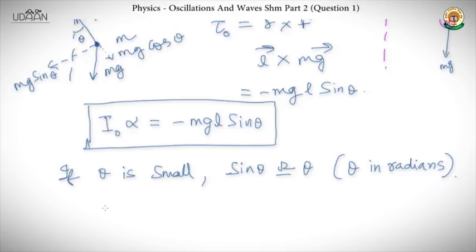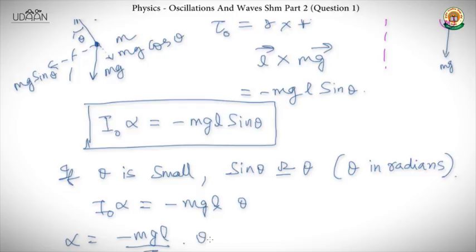So I naught alpha is equal to minus mgL theta. Now we get the linear relationship between angular acceleration and the angular position. So alpha is equal to minus mgL by I naught into theta. So from here we get omega square is equal to mgL by I naught.